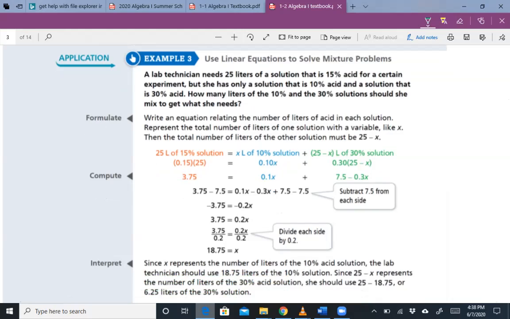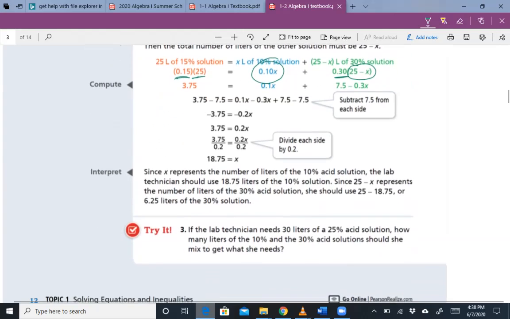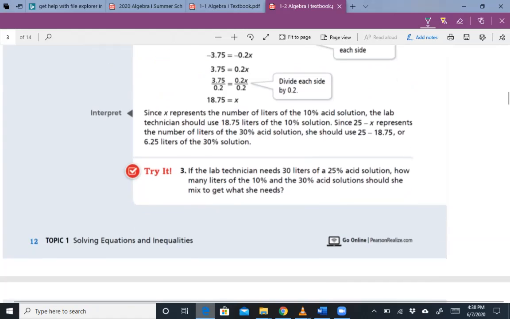So notice this. For x gallons, it's 0.1x of the 10% solution added with 30%, but then it's 25 minus whatever we used at the end. That's equal to 15% of the 25 total gallons that we want. From there, we just easily solve for x. Distribute, and then bing, bang, boom. It's not difficult.